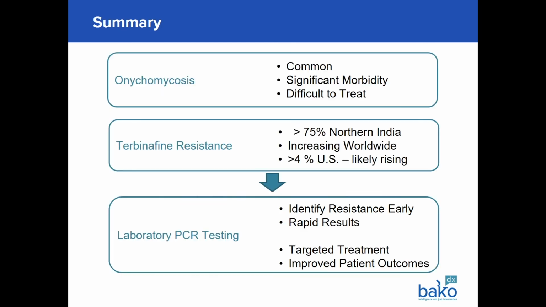In summary, onychomycosis is a common problem with significant morbidity. Treatment has always been very difficult, but is getting even more so with the increase in terbinafine resistance. We're seeing very high amounts in certain parts of the world, at least 4% here in the US, and likely on the rise. So laboratory PCR testing is available that can help identify terbinafine resistance. Those results can be obtained rapidly, and that can allow clinicians to provide more targeted treatment and better patient outcomes.